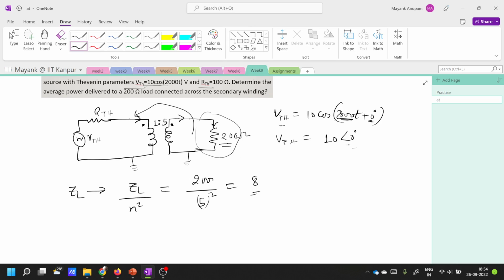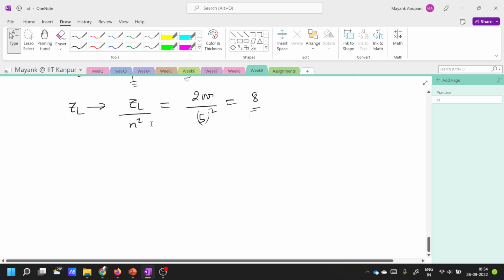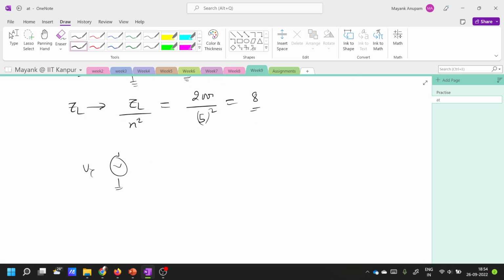Okay, so the equivalent will be like this. Only the primary side will be looking like this. This is VTH, and there is RTH, which is equal to 100 ohms. Then there is this ZL, which is transformed to the primary side. It is equal to 8 here. So you can find out the I1 current here, right? I1 is equal to what? VTH divided by RTH plus 8.